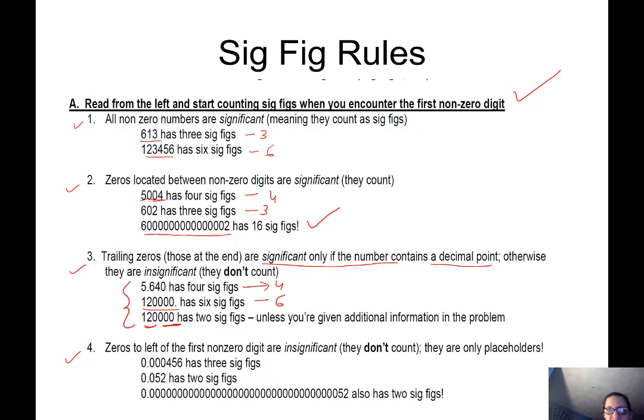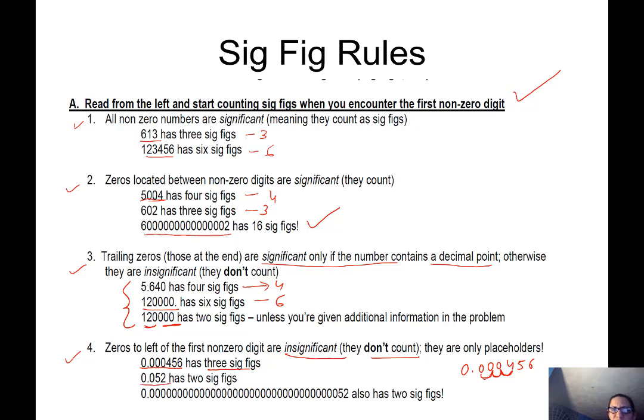And zeros to the left of the first non-zero digit are insignificant. They don't count. They are only placeholders. So for example, this one, the 3 zeros in front of 4 are not significant, because if I have to write them in scientific notation, we will come to that in the lab. We start walking from here, 1, 2, 3, 4. We walked 1, 2, and 3 steps. So 4.56 times 10 to the power of minus 4. So we have 3 sig figs only here.